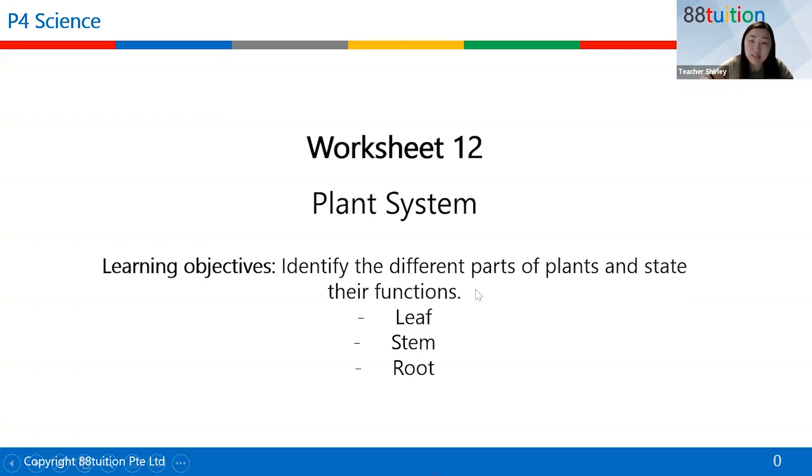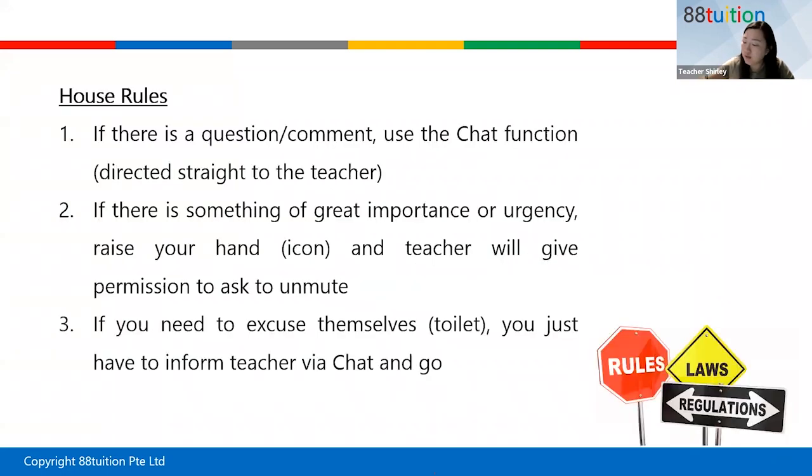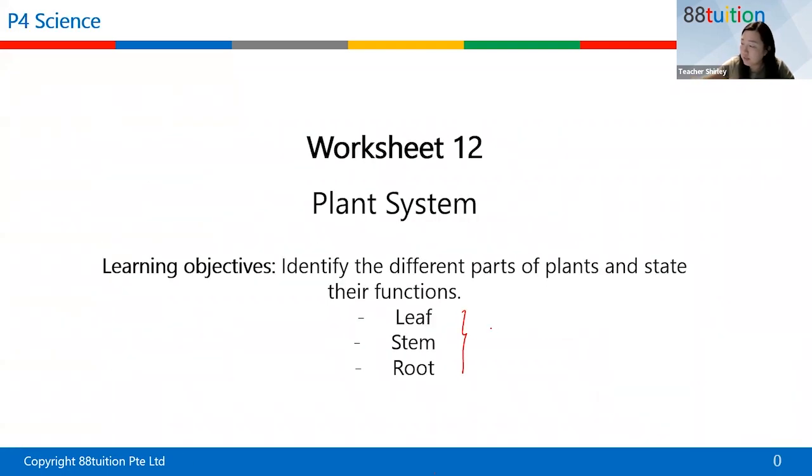Okay, so by different parts at primary 4 level, usually these are the 3 parts. Of course, there are other parts, but this one is for primary 4. There are, of course, your fruits and flowers, but these will be learned in primary 5. Primary 4, you just need to know these 3.